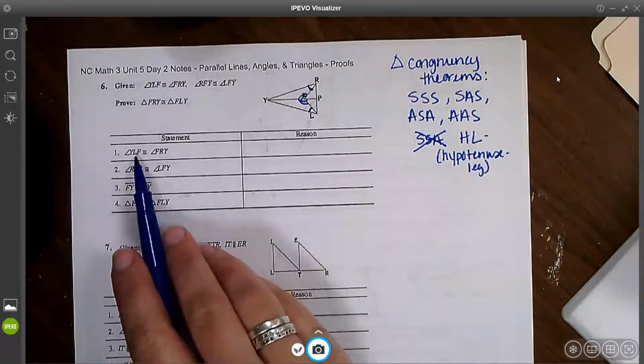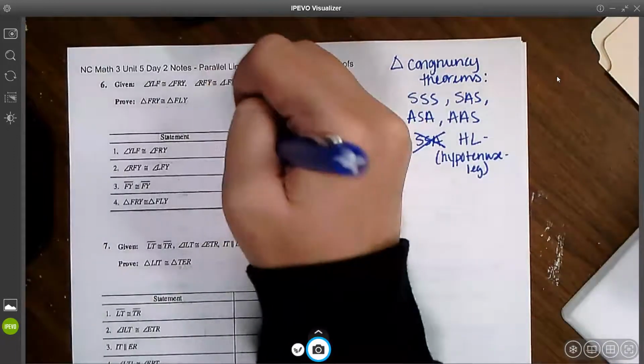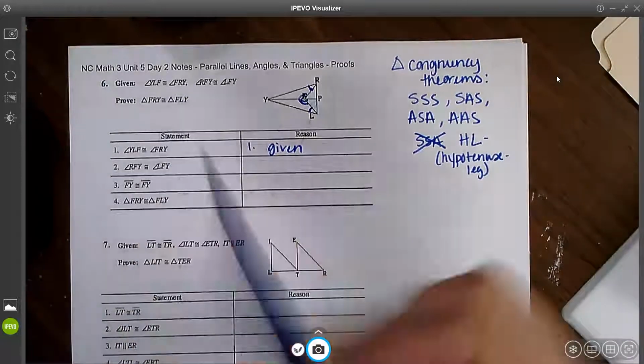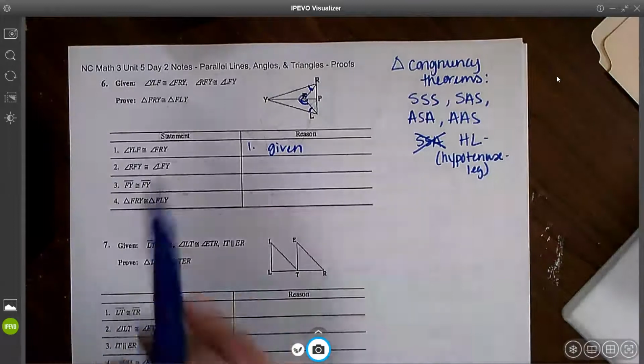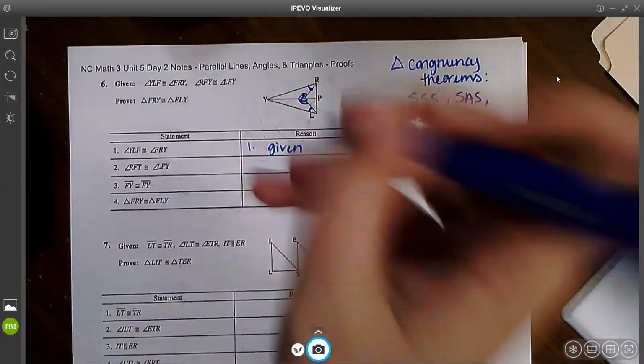So angle YLF is congruent to angle FRY. How do we know that? Because it is given to us. They gave it to us here. You have to be given some information in order to prove things congruent. Angle RFY to angle LFY, again, is given to us.